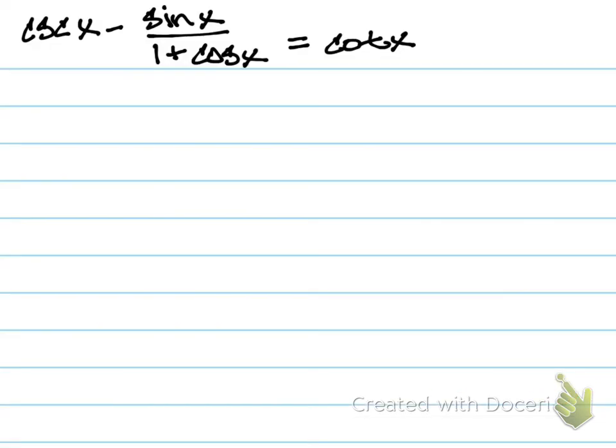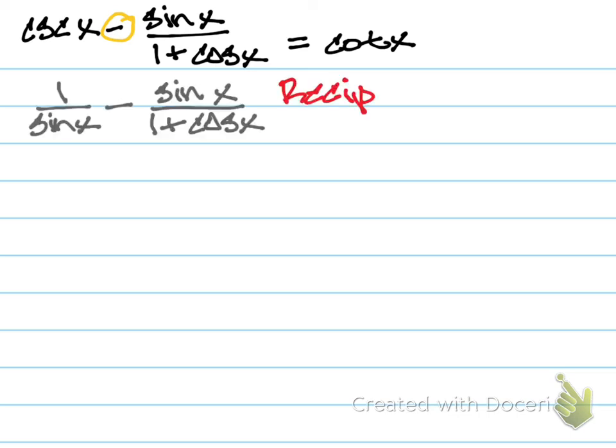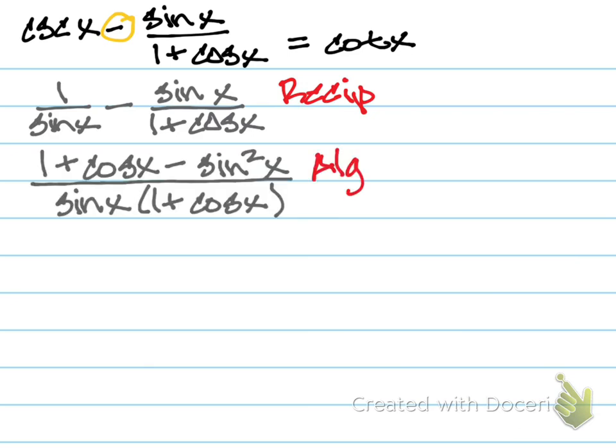Last one here. I have 2 terms on the left and 1 term on the right. So again, we must be in a situation where we are going to have to get a common denominator. So we will turn cosecant into 1 over sine using reciprocal. And then we're going to go ahead and get the common denominator. So I multiplied the term on the left by 1 plus cosine, the term on the right by sine. My reason is algebra.